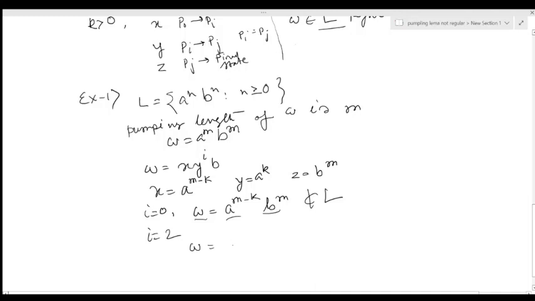Then now k for y, a to the power 2k, b to the power m. Now in this case the number of a's becomes m plus k, and this is m. So again we can say that this particular string does not belong to L. So a to the power n, b to the power n, this particular language, is not a regular language.